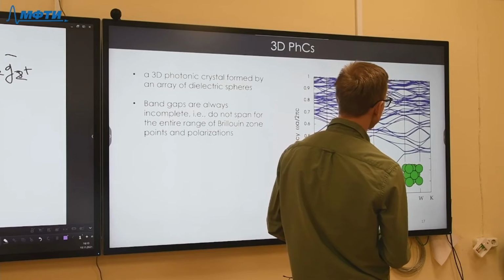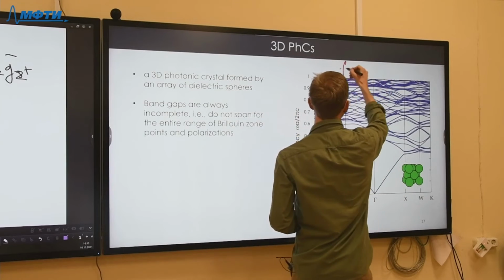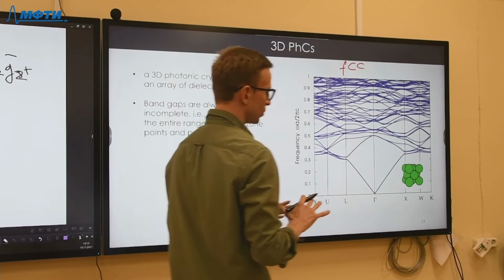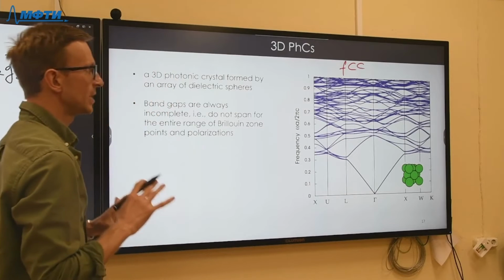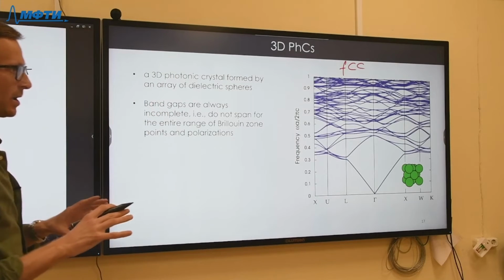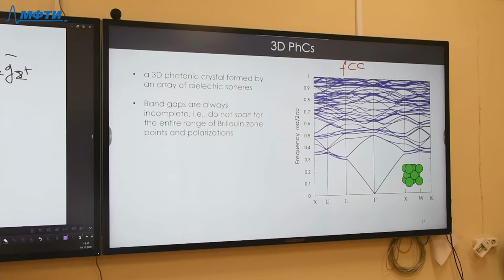I think it's FCC lattice, standing for face-centered cubic lattice. And this is an array of closely packed spheres. This is the closest you can pack them, with a certain filling factor. And when you pack these dielectric spheres as closely as you can, this gives rise to the FCC lattice.